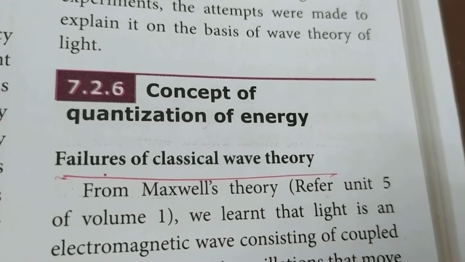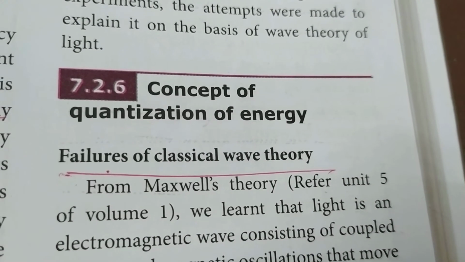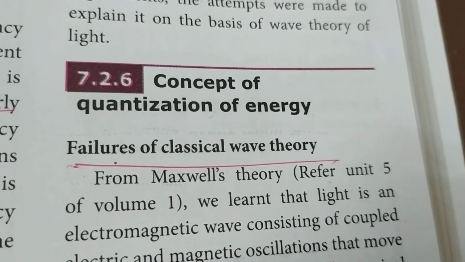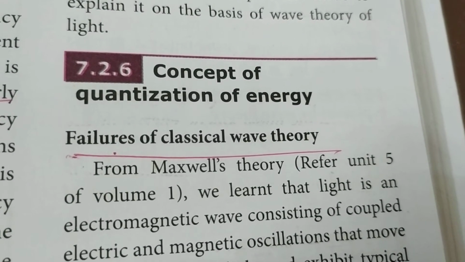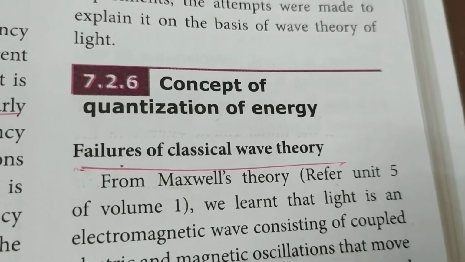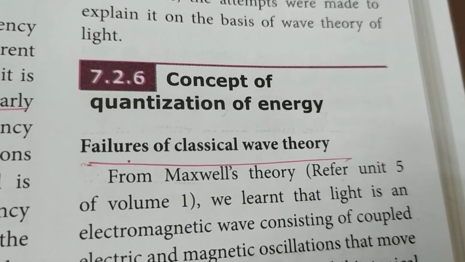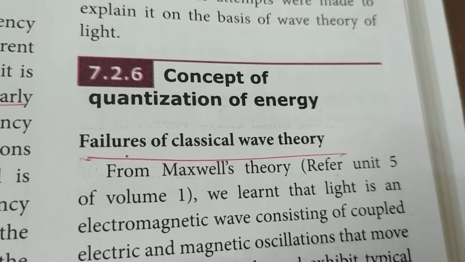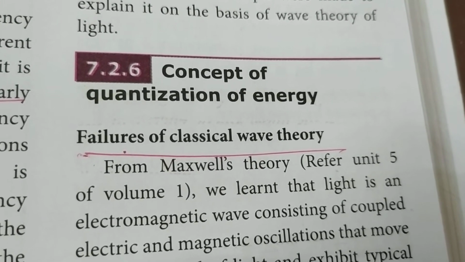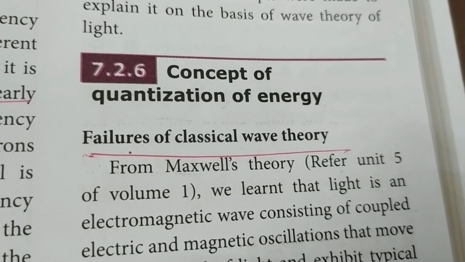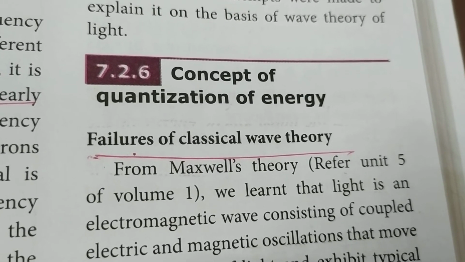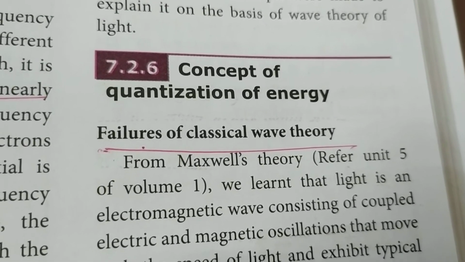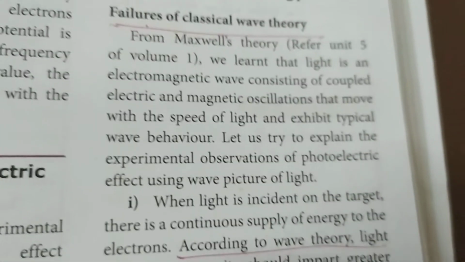Next we shall see the concept of quantization of energy. In this we are going to see the failures of classical wave theory. The wave theory is not able to explain this photoelectric effect, because according to wave theory the light is propagated in the form of waves, but according to this theory the photoelectric effect cannot be explained. And we shall see how the failure takes place.